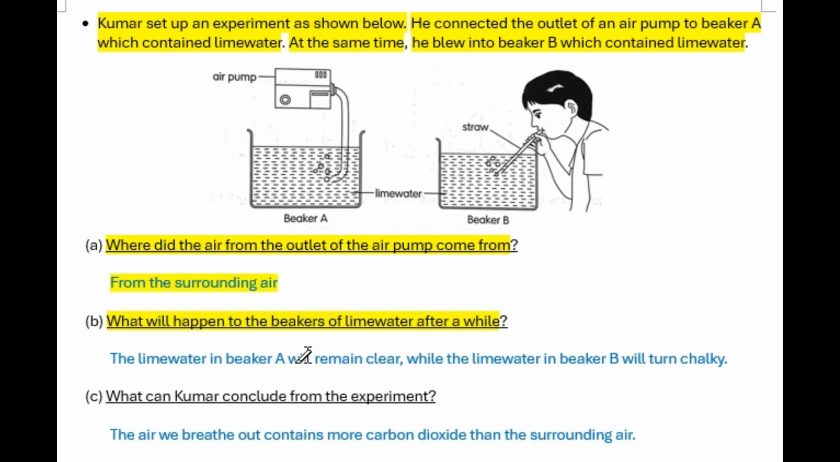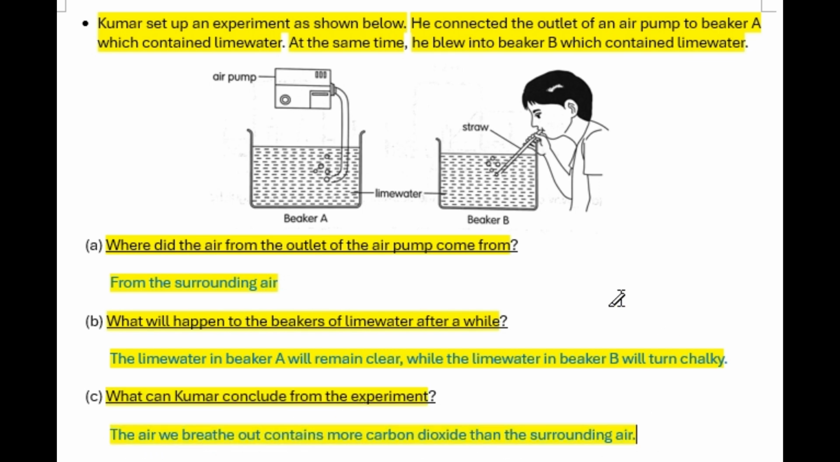B. What will happen to the beakers of lime water after a while? The lime water in beaker A will remain clear, while the lime water in beaker B will turn chalky. C. What can Kumar conclude from the experiment? The air we breathe out contains more carbon dioxide than the surrounding air.